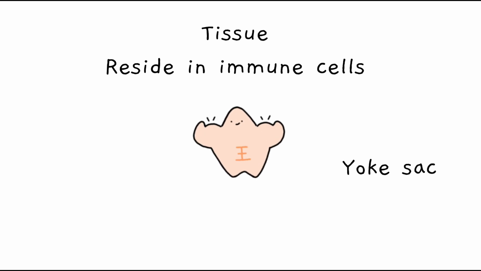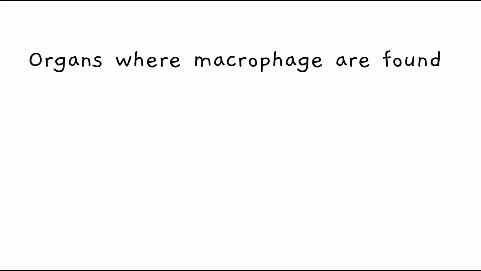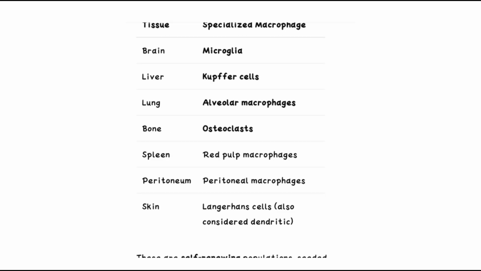sac and fetal liver. So let's know about the various organs where they are found, and there are various types of macrophages present in the human organs at various locations. Like in the liver, Kupffer cells are present. In the lungs, alveolar macrophages are present. In the brain, microglia cells are present. This is a macrophage type, and in bones, osteoclast cells are present.